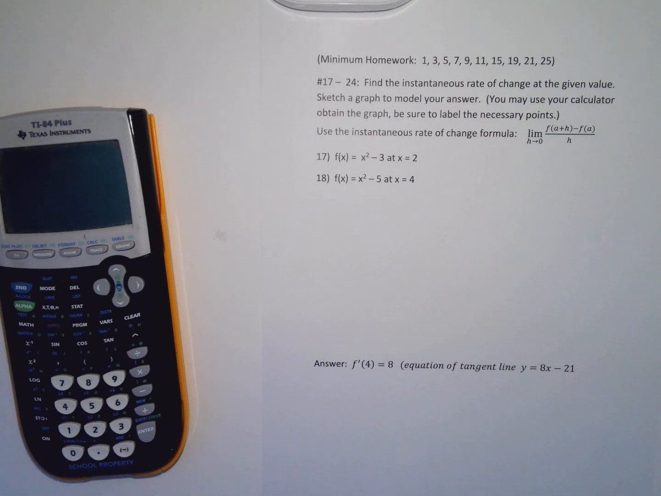The rest of the homework in 1.4 is instantaneous rate of change. Instantaneous rate of change really is not any different than the average rate of change. It's just the slope of the line connecting 2 points. But in this case, the 2 points are really just 1 point, because we make the second point the same as the first point by doing a limit as h goes to 0.